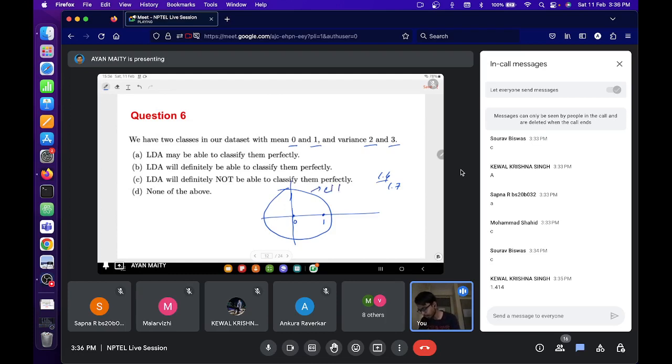And if we draw the second class, class 2, which is centered at 1 and with a variance of 3, which is a standard deviation of 1.7, it would be something like this. This would be class 2, isn't it? These are the two classes, how it would look graphically. Is there any doubt in this graph?